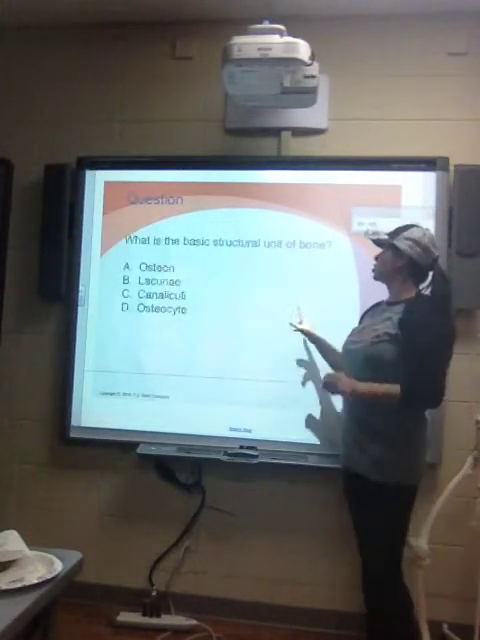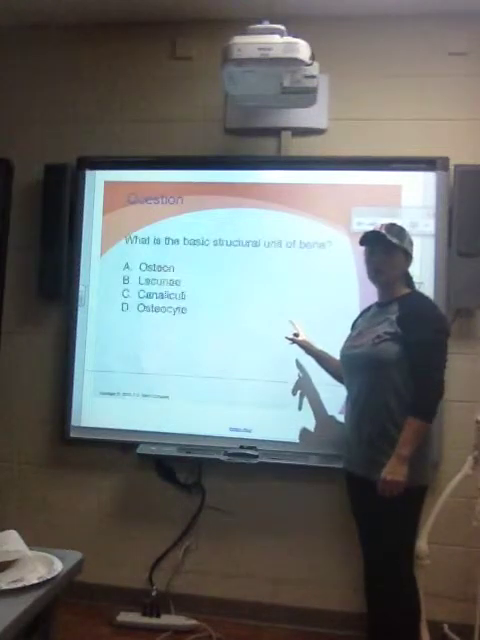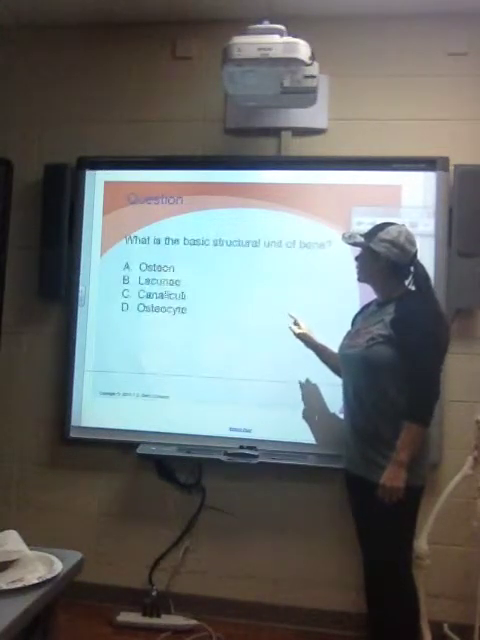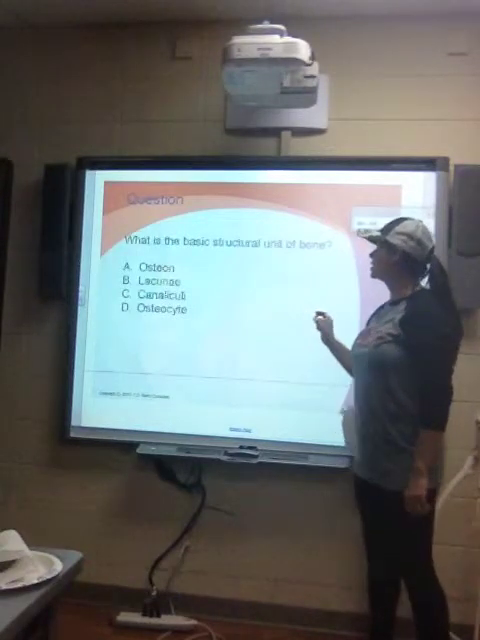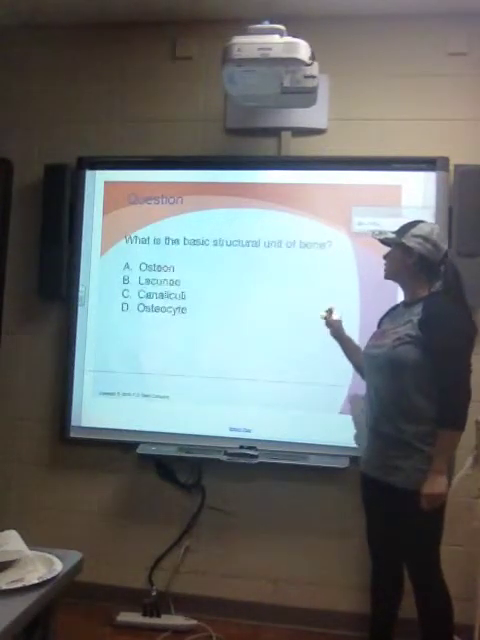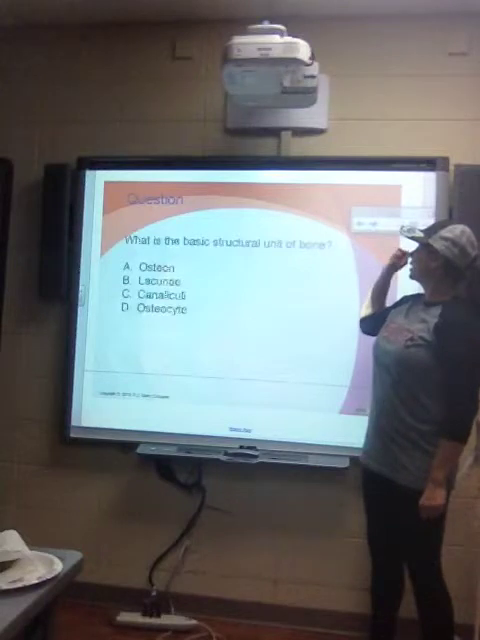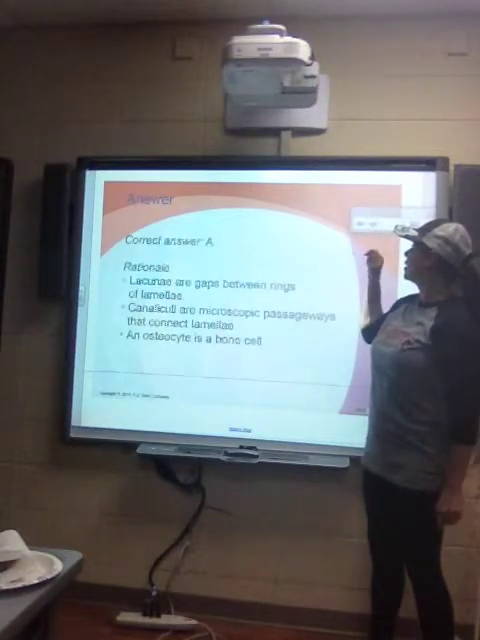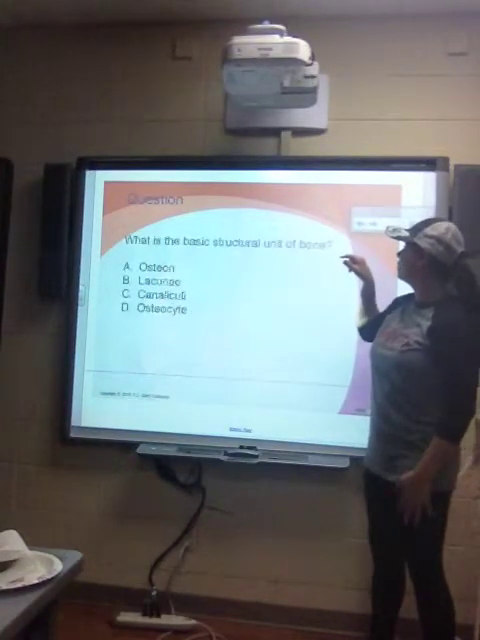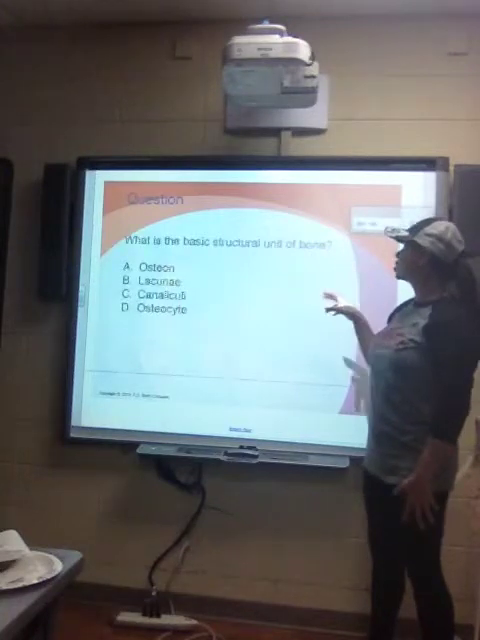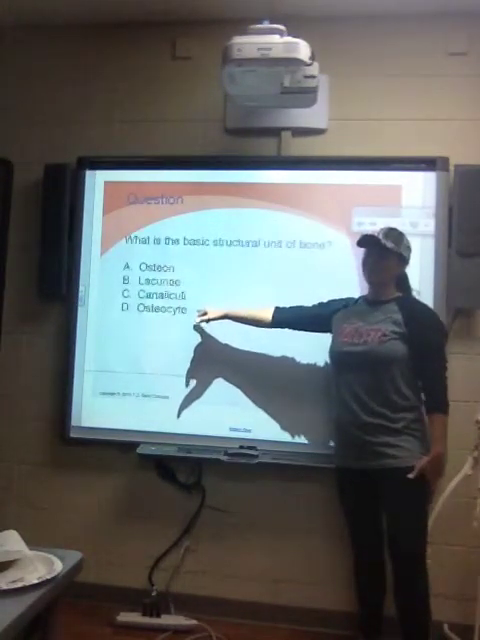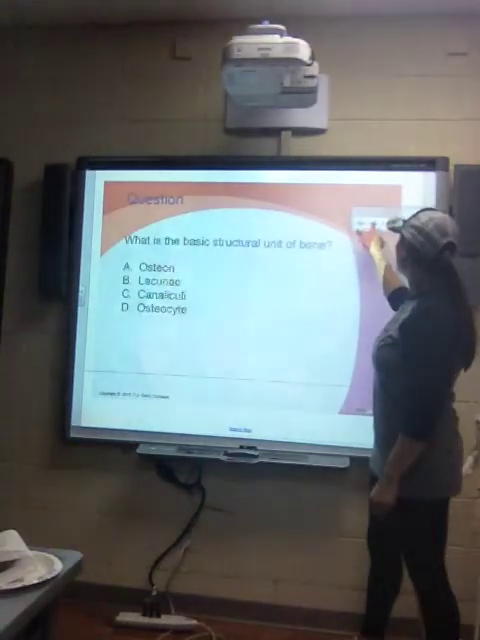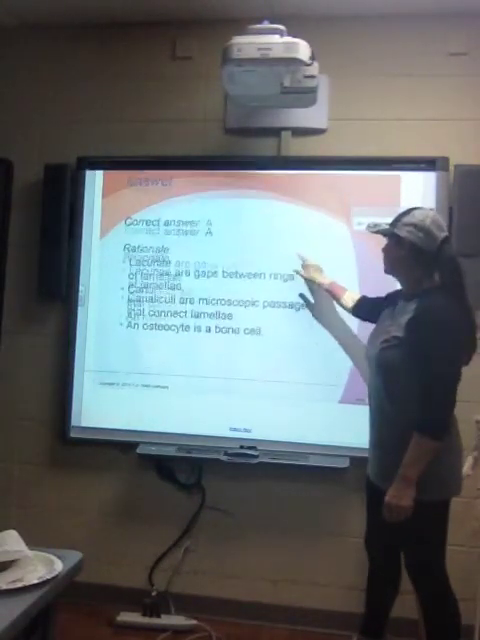What is the basic structural unit of the bone? The basic structural unit. And that's what we just talked about with compact bone. Your osteon is the structural unit. Your osteocyte is just the bone cell. So the unit would be an osteon. You've got to know that.